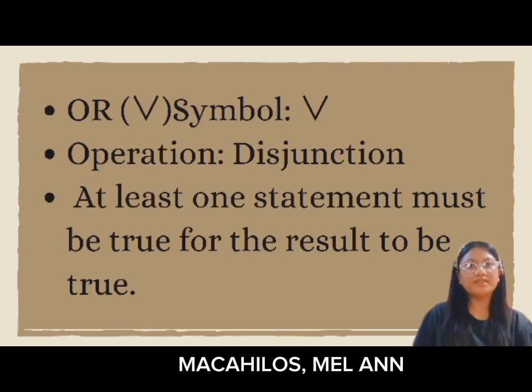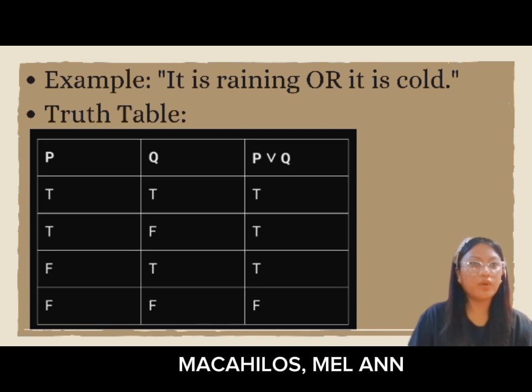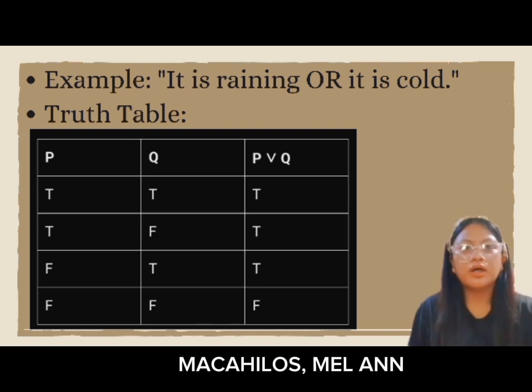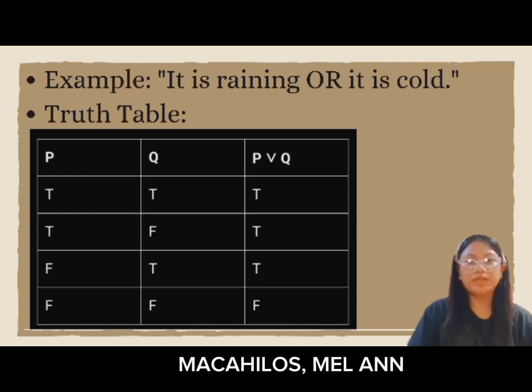Next we have OR with a symbol. This operation combines two statements where at least one needs to be true for the result to be true. For example, "it is raining or it is cold" means one or both conditions can be true. So I have here an example of a truth table. We only need one statement to be true. So it is very different from the AND, because AND needs two statements to be true to get the result true.